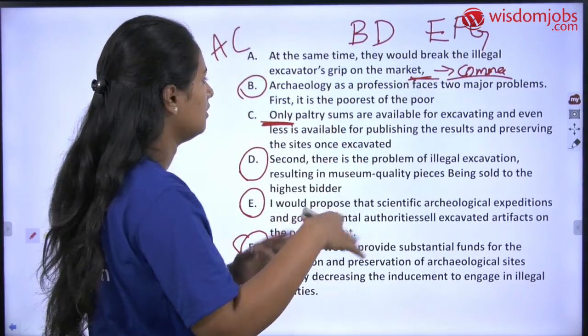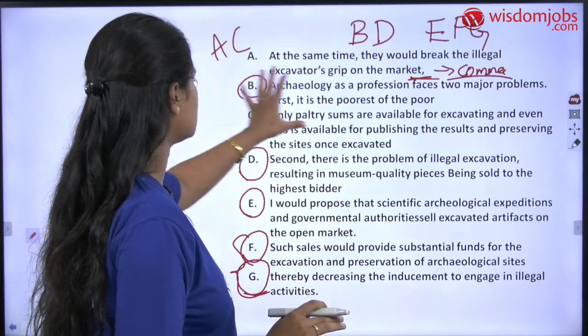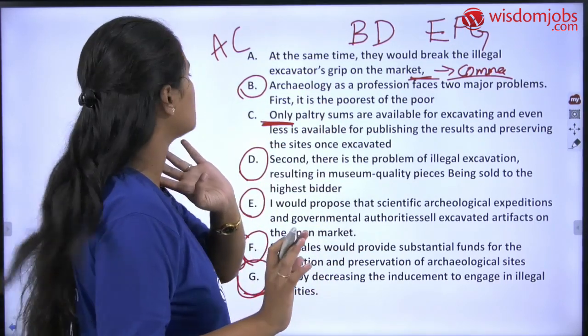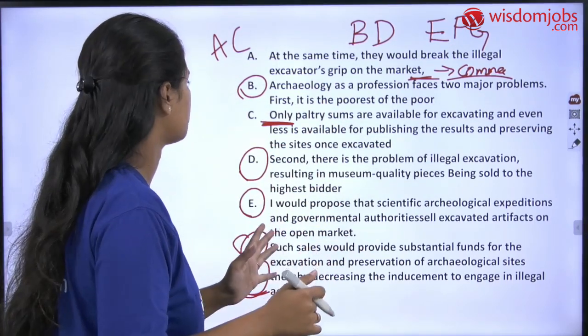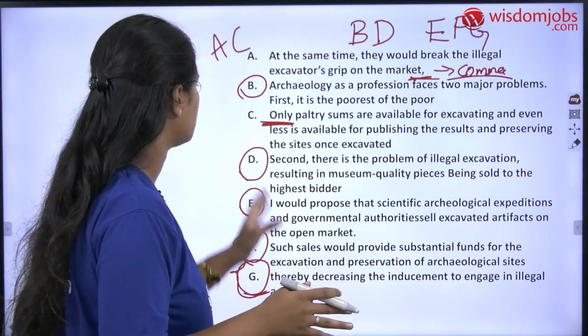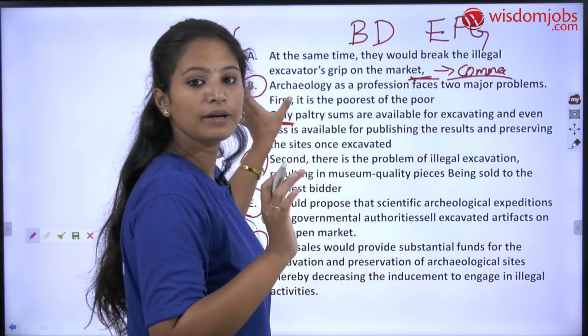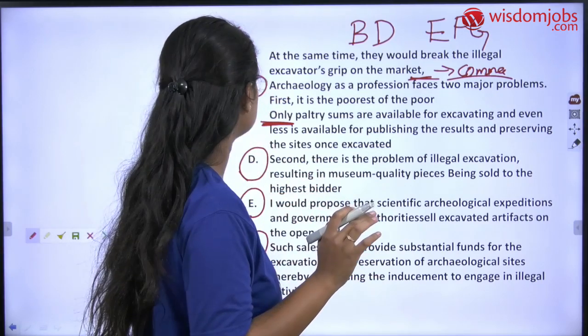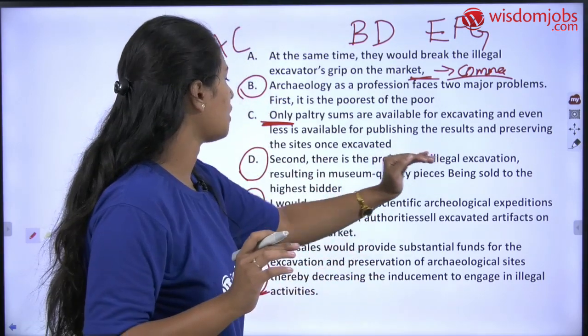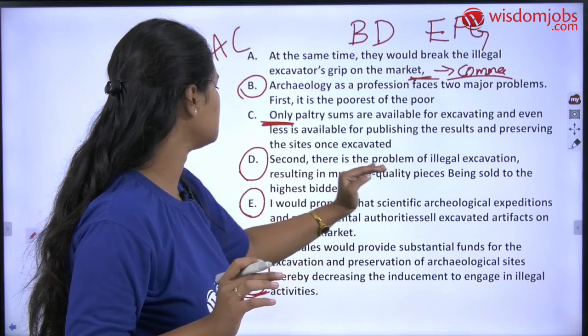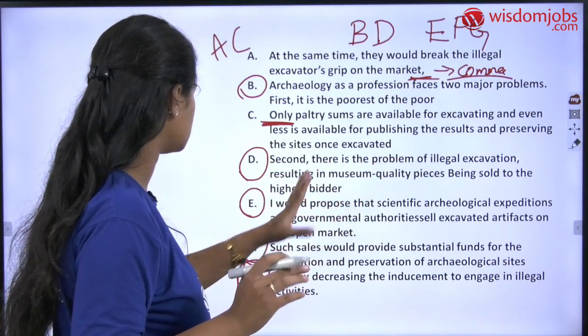So, what is your term is like first B starts, the B sentence. Archaeology as a profession faces two major problems. First, it is the poorest of the poor. This is the first opening sentence. Basically, this is the beginning of your sentence B. Then second, there is a problem of illegal excavation resulting in museum quality pieces being sold to the highest bidder.